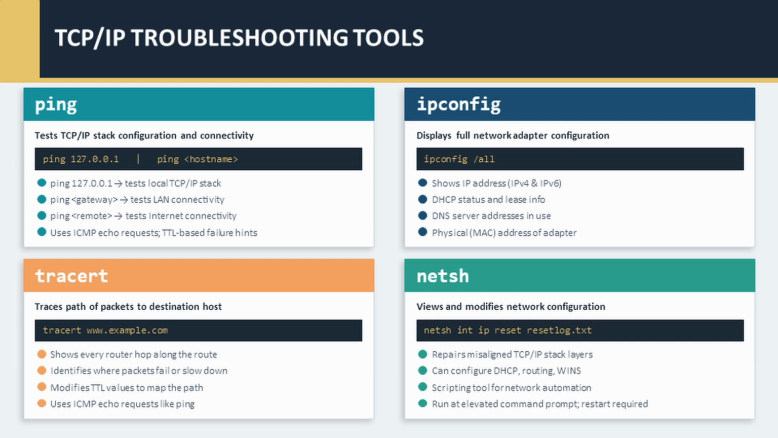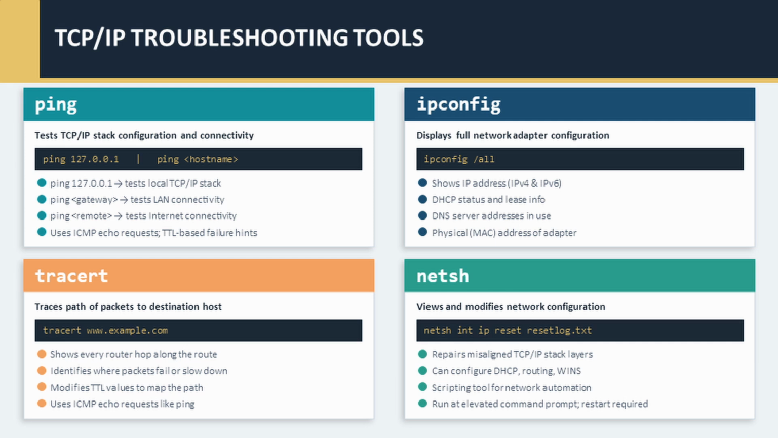The third tool is tracert. It traces the path packets take from your computer to a destination, hop by hop. It modifies the time to live values of ICMP packets, so each router along the route responds in turn, revealing exactly where packets slow down or fail.